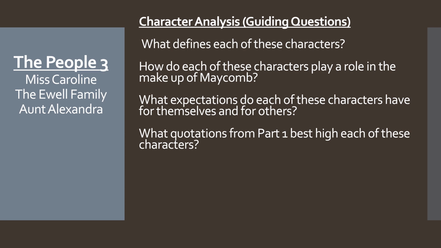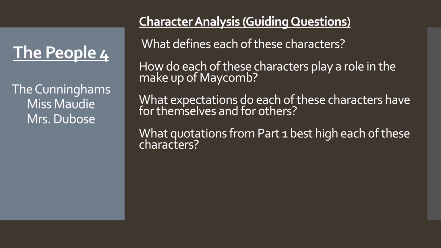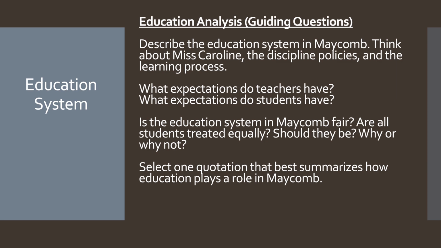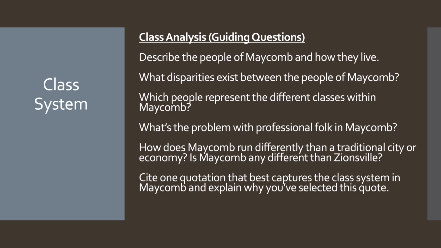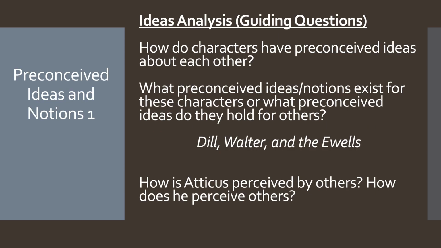Aunt Alexandra. Group 4, you are going to be, again, focusing on the people, but you're going to be focusing on the Cunninghams, particularly Walter Cunningham, Miss Maudie, and Mrs. DeBose. Group 5, you're going to be focusing on the education system in Maycomb. Group 6, you are going to be focusing on the class system. Group 7, you're going to be focusing on the first part of preconceived ideas and notions that characters have of each other, and you're going to specifically be focusing on Dill, Walter, and the Ewells.